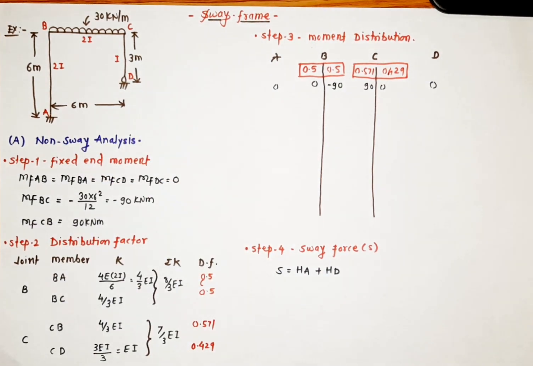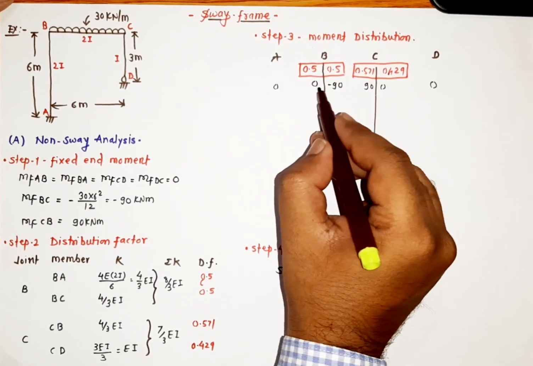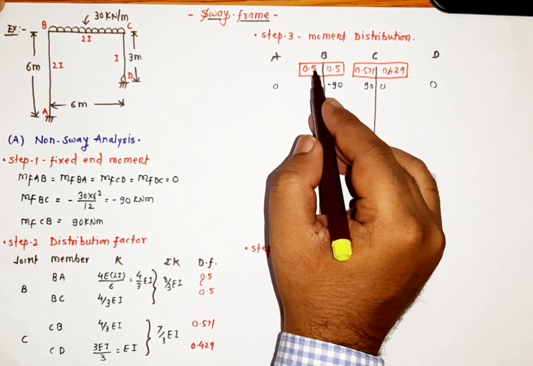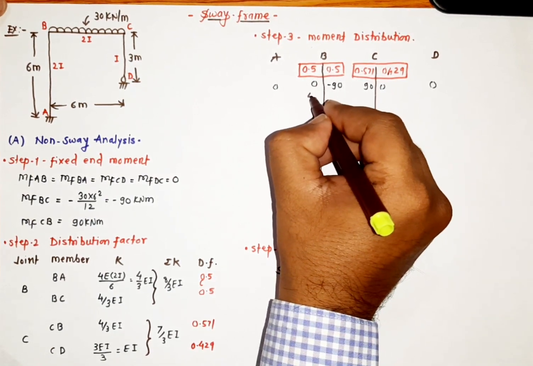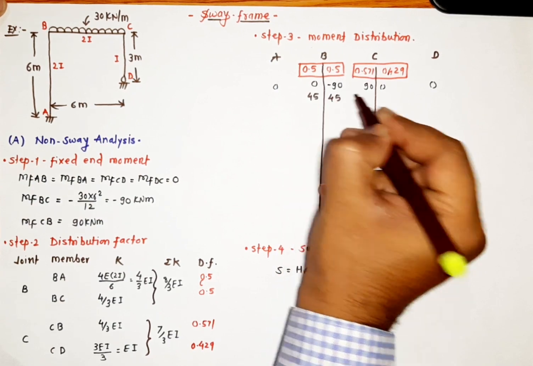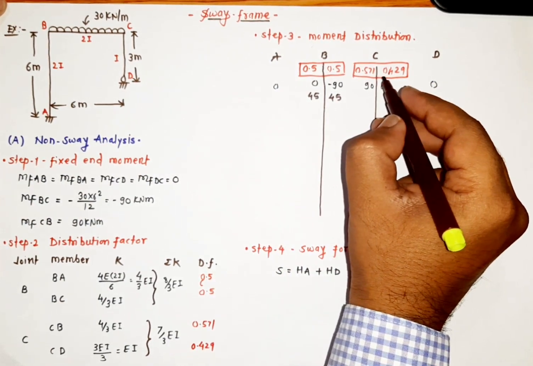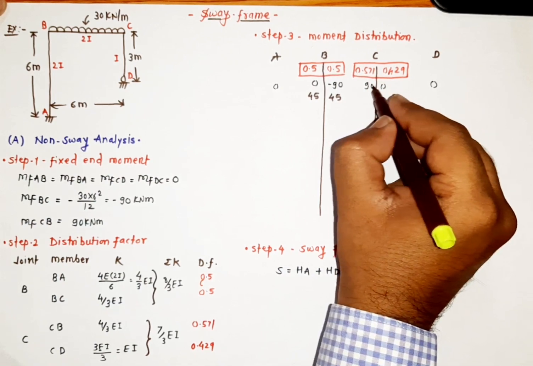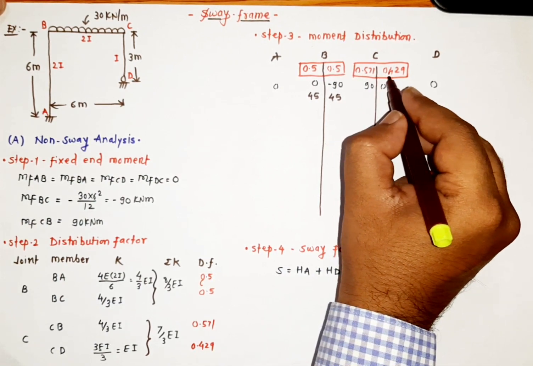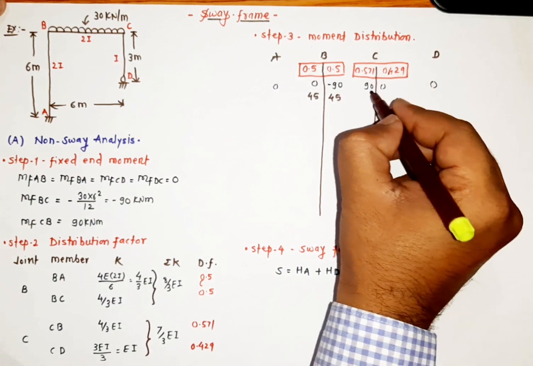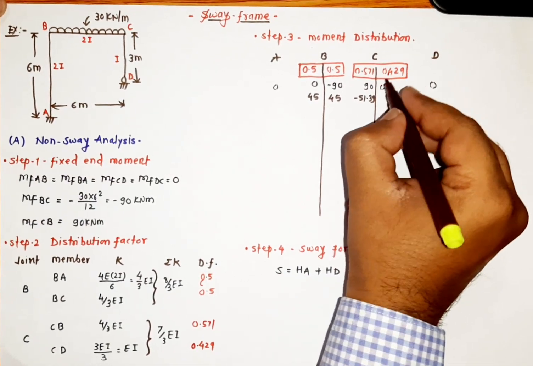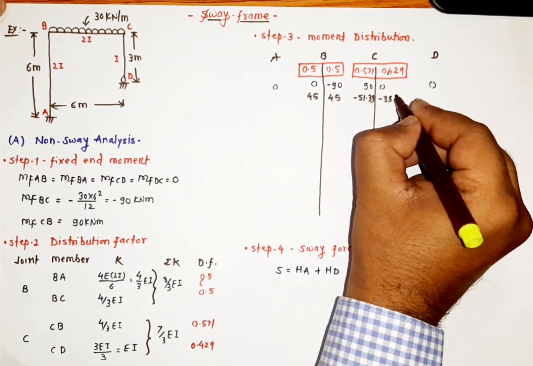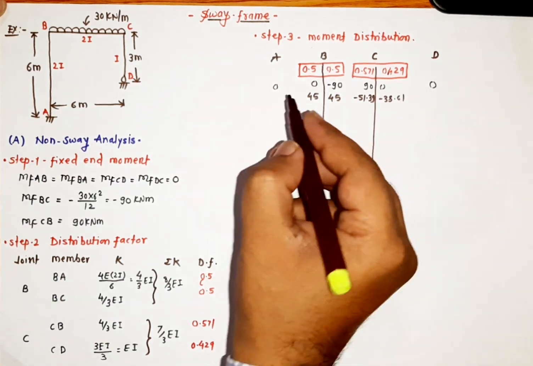So let us balance this. Whenever we want to balance, we add the values at a joint, multiply with the distribution factor, and write it down with the opposite sign. So this is minus 90, it is going to be 45 and 45. Next, again it is plus 90 into 0.571 and 0.429, ultimately it is minus 51.39 and minus 38.61. Now we have to transfer a half.